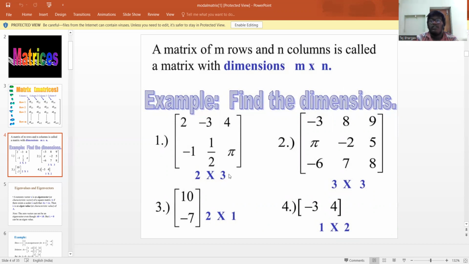Next, 10, minus 7. There are 2 rows and 1 column, and hence its dimension is 2 into 1. As it contains only 1 column, this matrix is also known as a column matrix. Next, minus 3, 4. A matrix which contains only 1 row is called a row matrix. Hence the fourth one is an example of a row matrix.